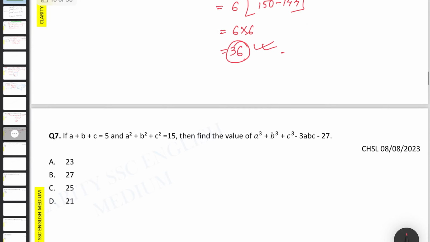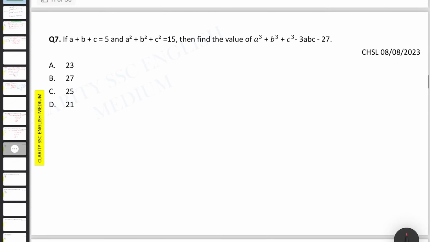Let's see the questions one by one. By solving a maximum number of questions, you will maximize your accuracy and speed. Accuracy and speed are the key to cracking this type of examination.